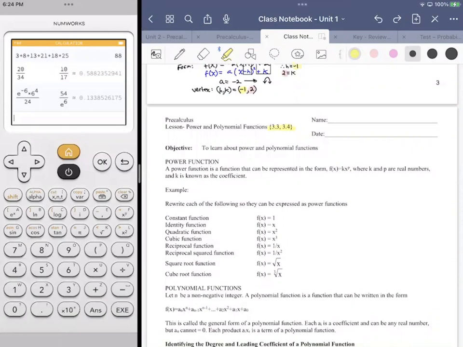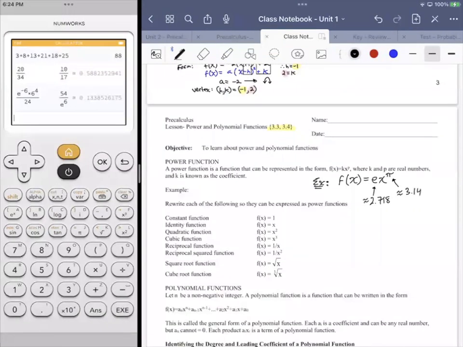Didn't say rational number. So technically you could have something like, for example, f of x is equal to e x to the pi power. All right. E and pi are irrational numbers. This one is about 2.718, Euler's number. And this one, yeah, should know this one, 3.14159, etc. Right, but that would technically be a power function.